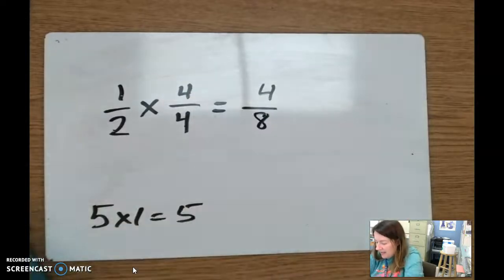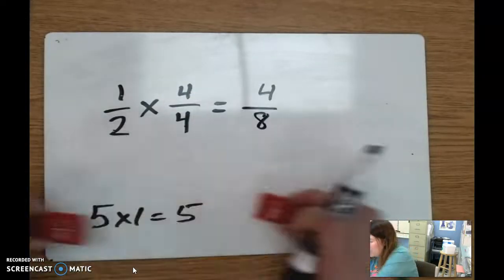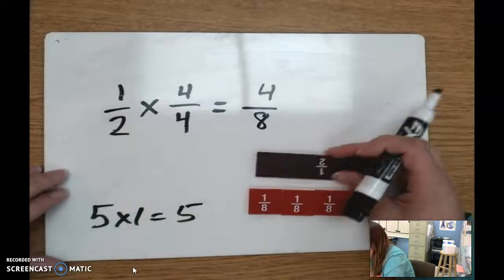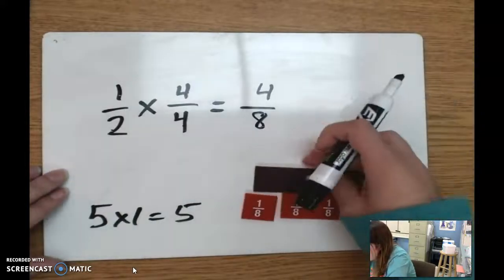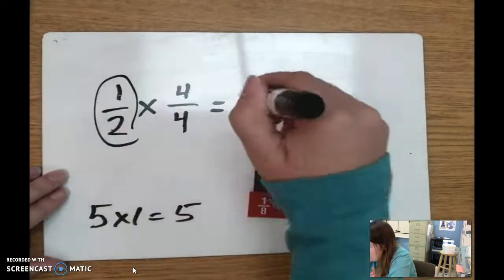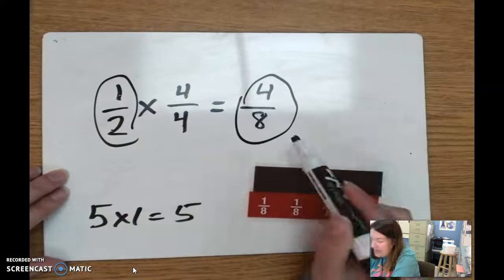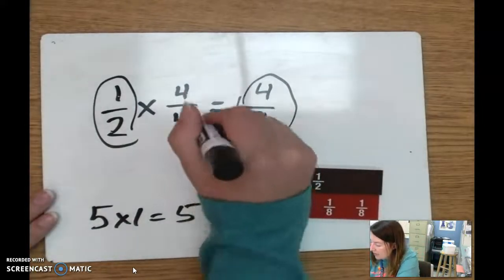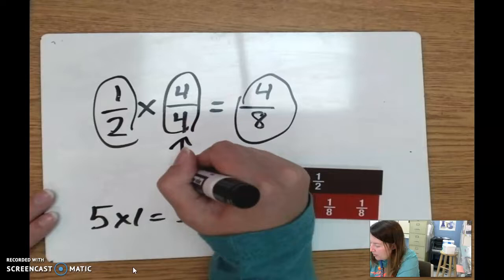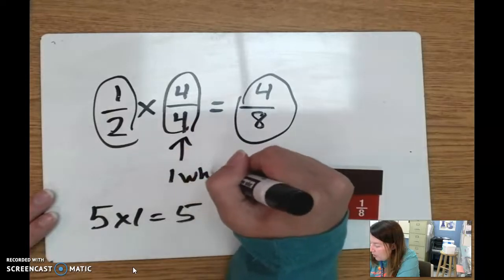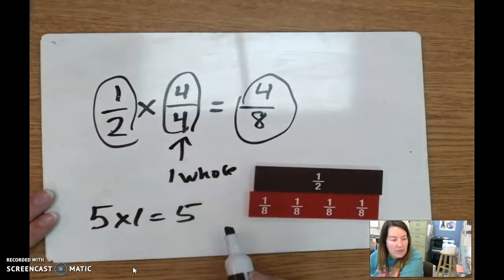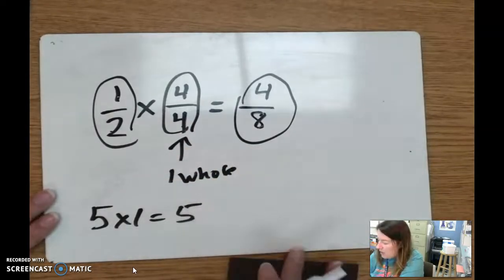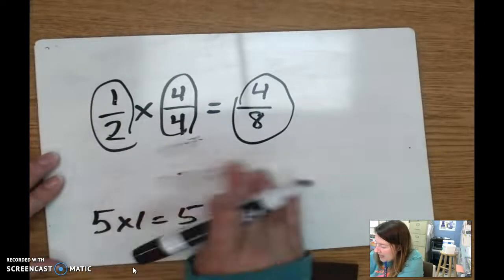And look, that's the pieces that we had at the beginning, right? 1/2 is the same size as 4/8. I've made an equivalent fraction just by multiplying by the number 1 or 1 whole, just like I would for regular multiplication down here. It works with any number.